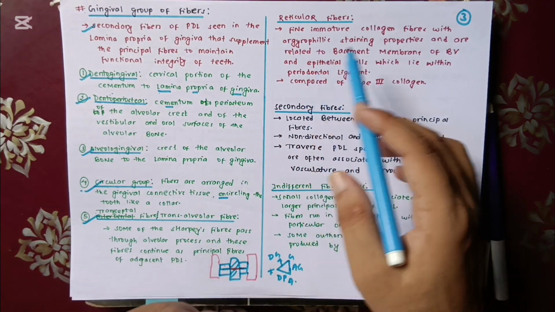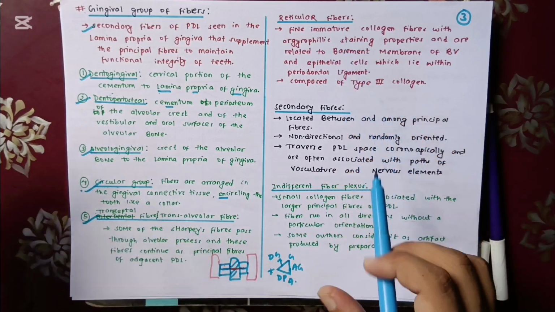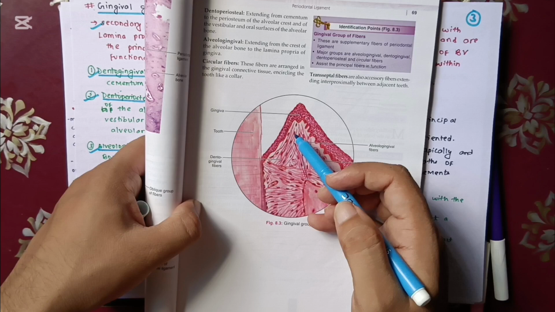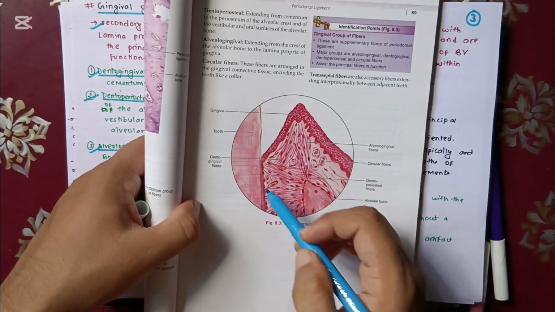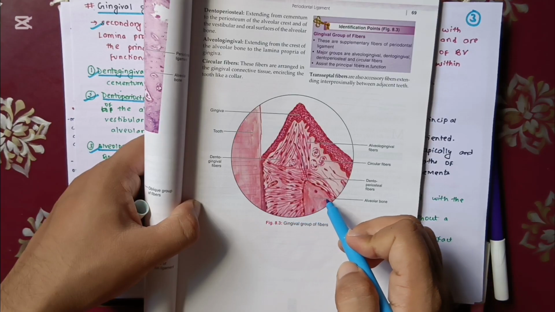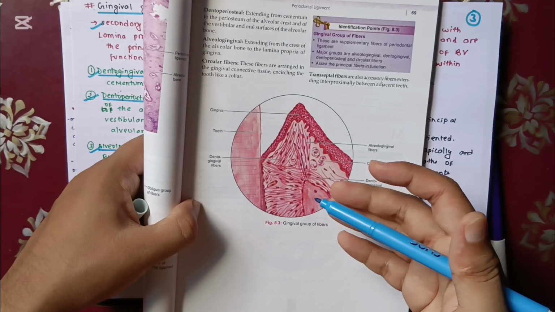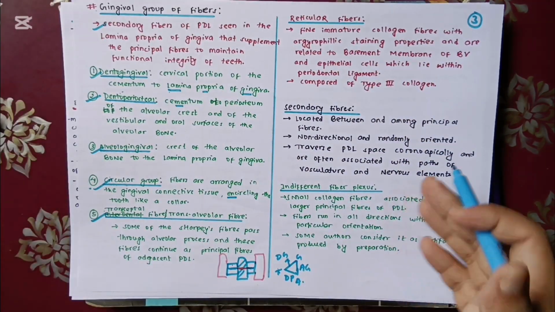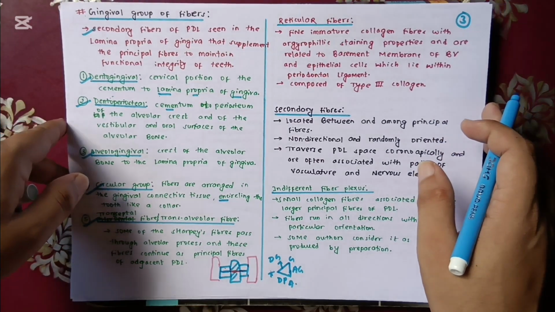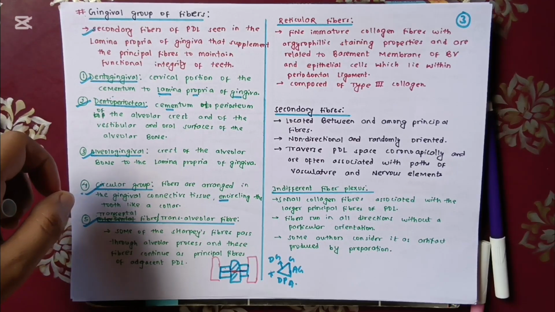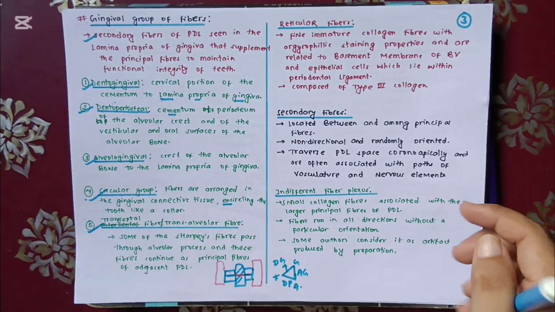Our next topic is the reticular fiber, and I think you are clear on this topic. I have shown you the picture. This is dentogingival, alveolo-gingival, this is dentoperiosteal, this is the circular group of fibers, and if the fiber penetrates the alveolar bone and comes into the periodontal ligament space of the adjacent tooth, then that is called the transseptal fiber. After that I will discuss the reticular fibers.